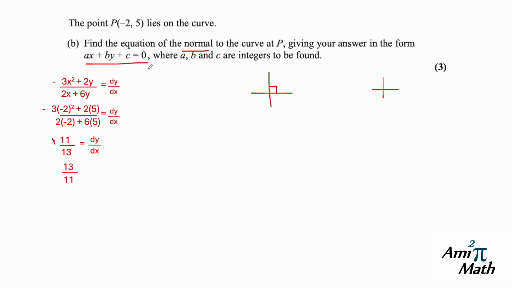And then to find the equation, we use y - 5 = 13/11 (x + 2). And then we can expand this out. Then we multiply everything by 11, which will give 11y + 13x + 81. We do this just to get rid of the fractions. And then we can just rearrange this to find it in the form of the required equation.